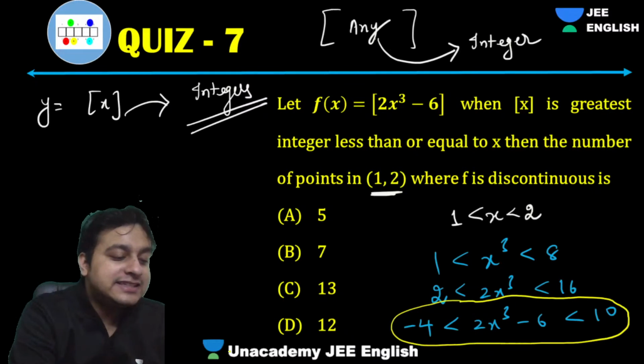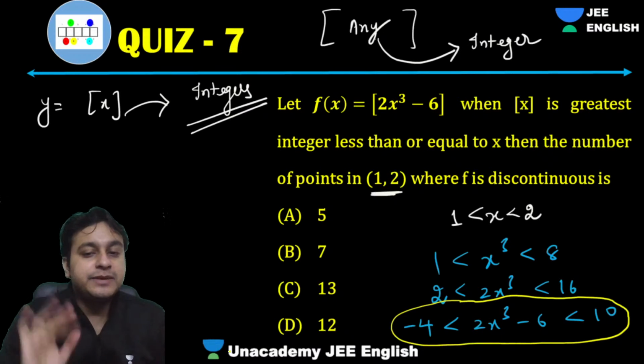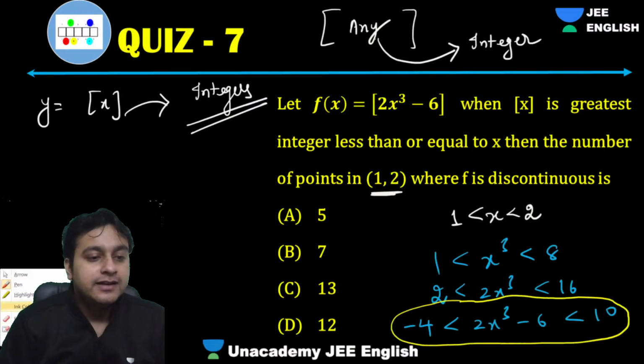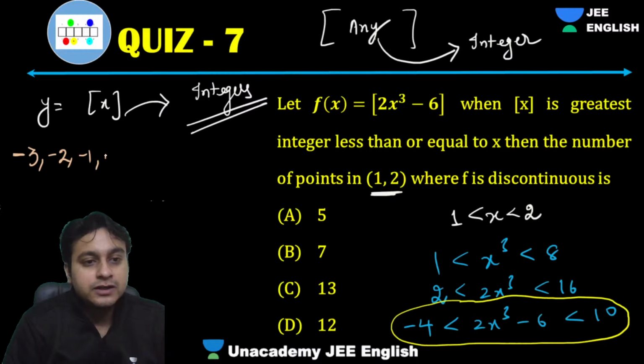At how many instances will this be an integer, guys? How many times will this be an integer in between? Tell me. At which points will it be an integer? I can see this can be minus 3, then minus 2, minus 1, 0, 1, 2, 3, 4, 5, 6, 7, 8, 9.